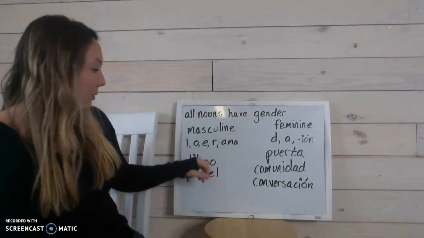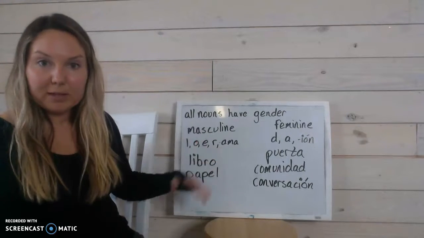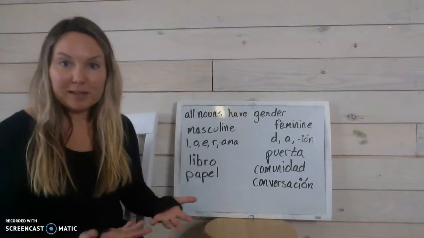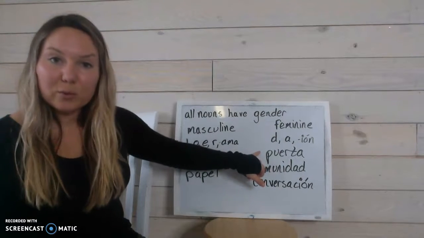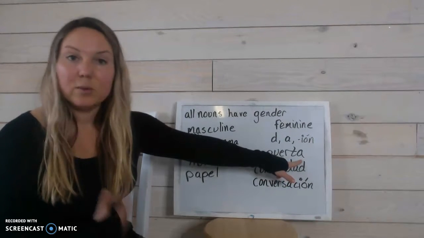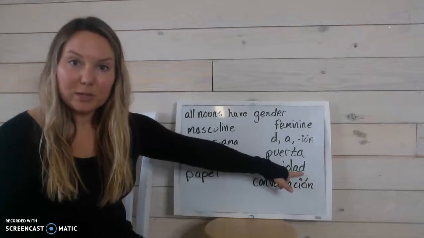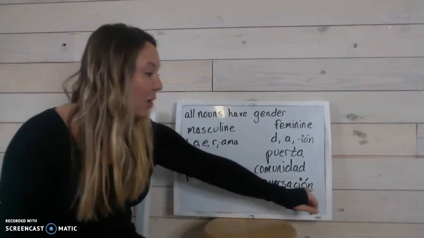So here are some examples. Libro, which is book, ends in an O, so it's masculine. Papel is paper, ends in an L, so it's masculine. Over here on the feminine side, we have puerta, door, ends in an A, so we know it's feminine. Comunidad ends in a D, so we know it's feminine. And then conversación ends in an ION.